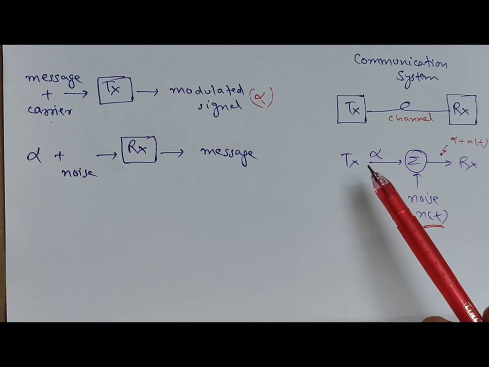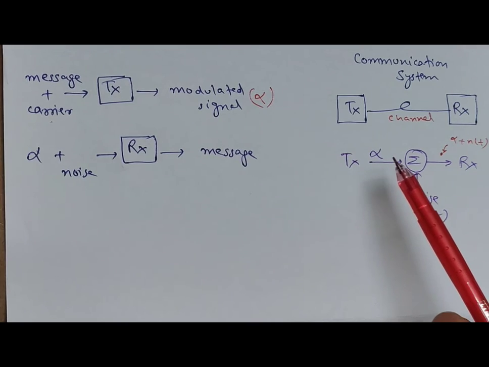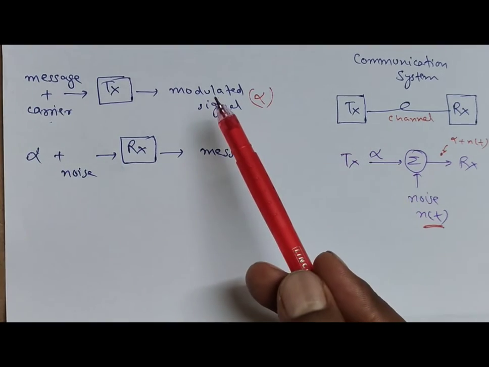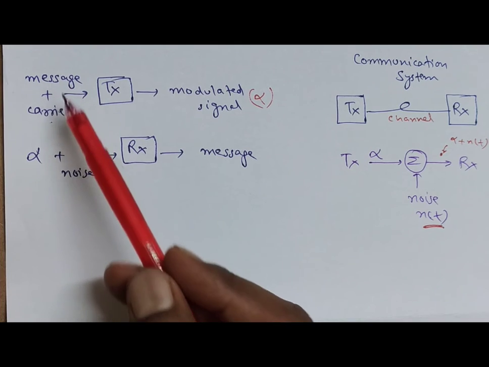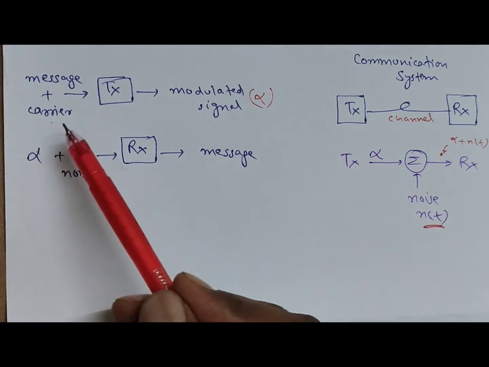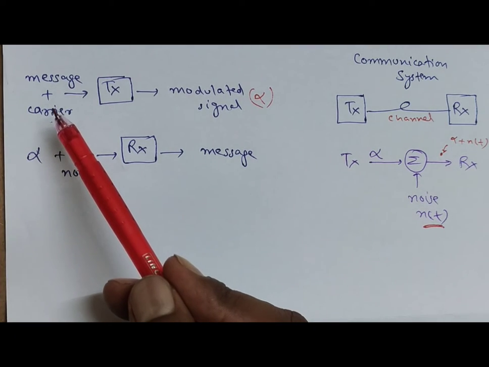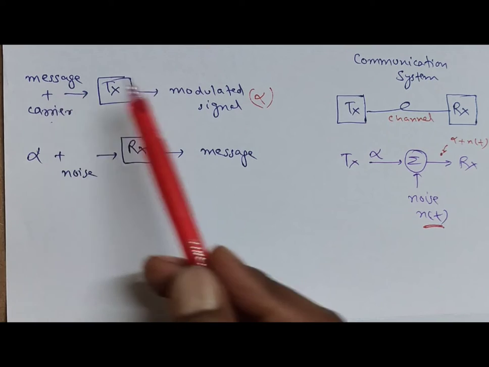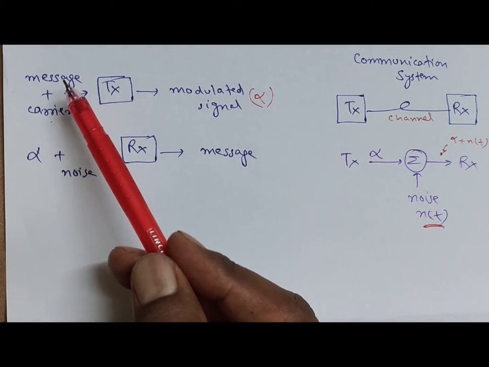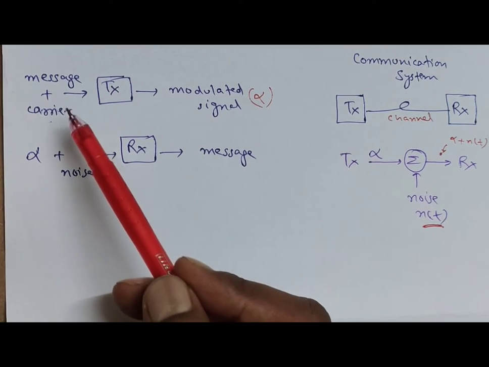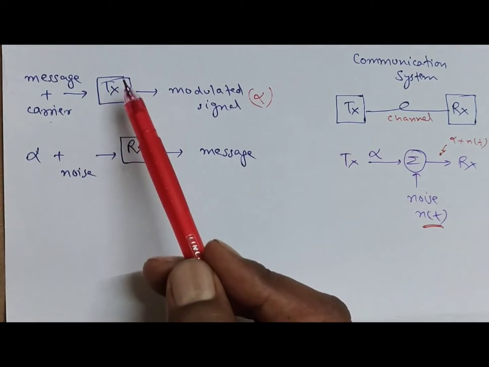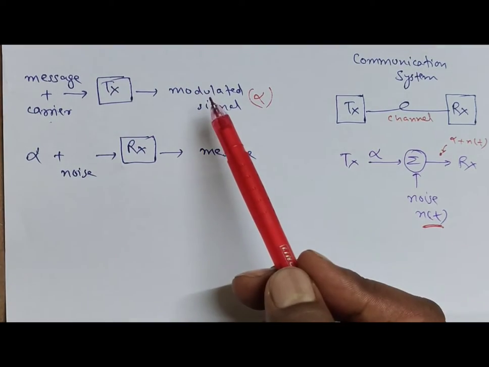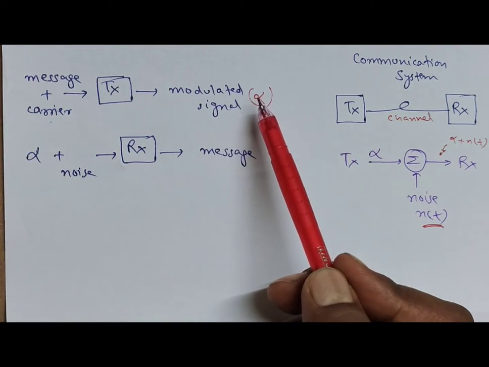This alpha is the output of a transmitter, which is the modulated signal. A message modulates the carrier. The carrier is the signal which takes the message over large distances, and this is called modulation. So as a result of modulation, the transmitter sends a modulated signal, alpha, as mentioned here.